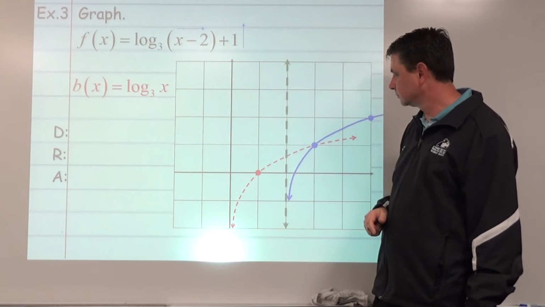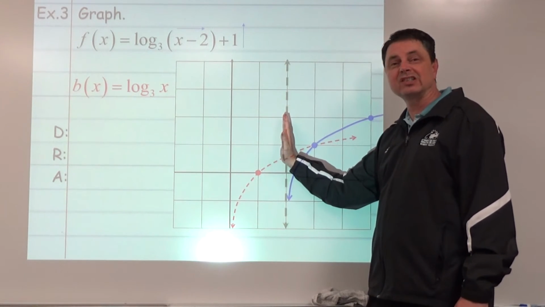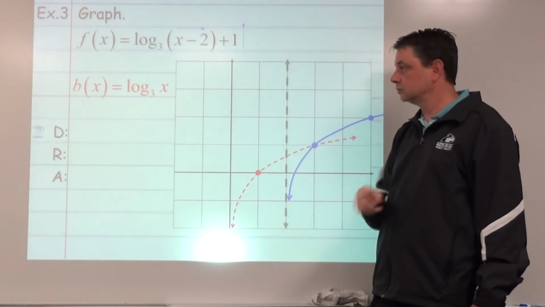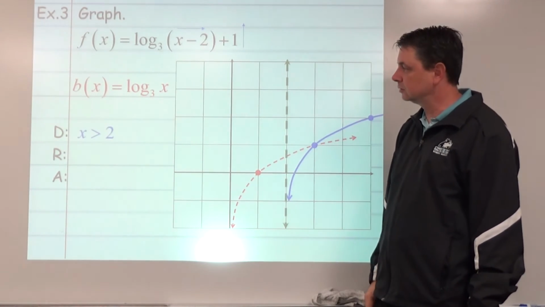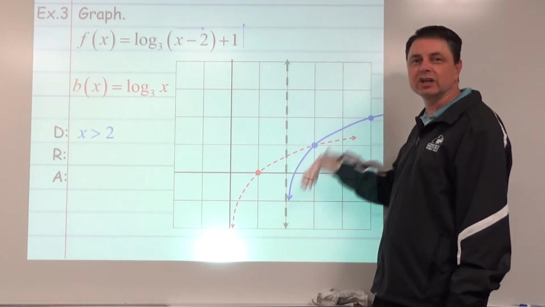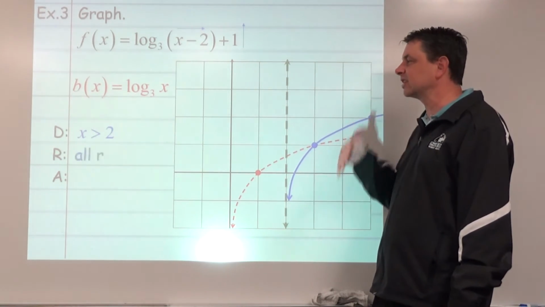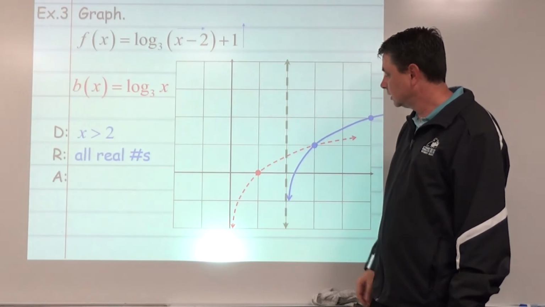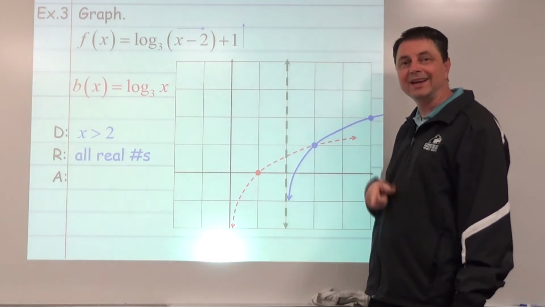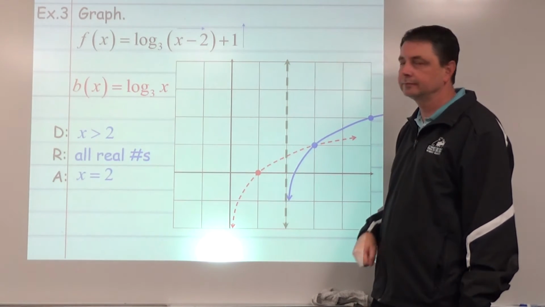Domain. This time everything is to the right of 2. X is greater than 2. The range isn't going to change. All these log graphs are going to go down forever. They're going to go up forever. That's all real numbers. And the asymptote, vertical line, passing through 2, x equals 2.